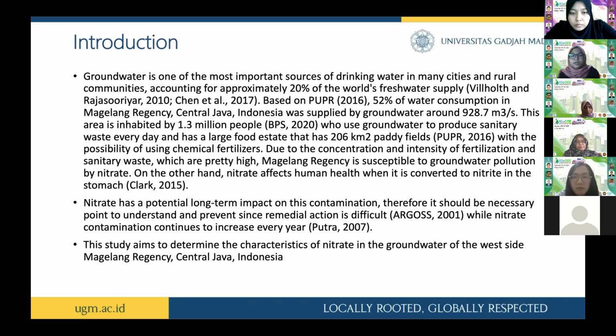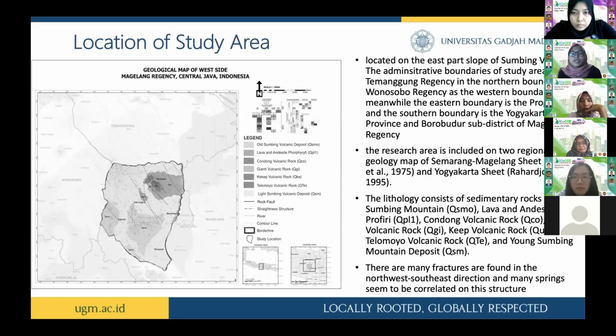On the other hand, nitrate affects human health when it is converted to nitrite in the stomach, which is quite important. Nitrate has a potential long-term impact, therefore it is necessary to understand and prevent this contamination, since remedial action is difficult, while nitrate contamination continues to increase every year. So this study aims to determine the characteristics of nitrate in the groundwater of the west side of Magelang Regency, Central Java.